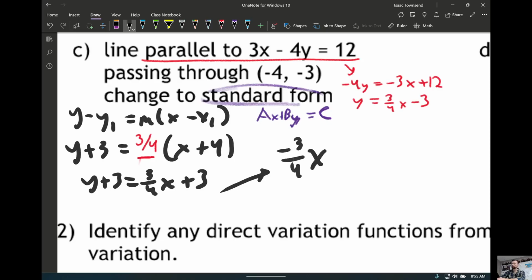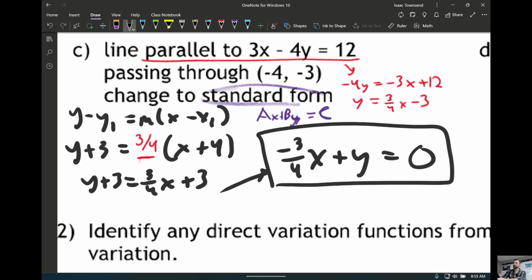So now I've got the number of x's first, leave the y's there, and then if I subtract 3 from both sides, I guess that leaves a 0. So that's what I would do for standard form. But again, you don't have to memorize standard form. That's not important. I want you to do it correctly just to follow directions, but don't worry about studying that part.